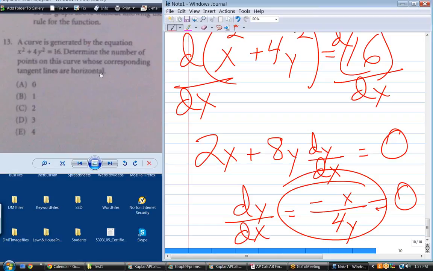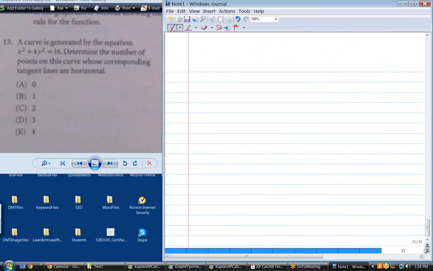You're correct. And in fact, there's more answers than that. Positive 2 or negative 2. The answer to this is not 0. The question is: determine the number of points on this curve whose corresponding tangent lines are horizontal. Well, before we go through all the calculus, what kind of curve is that from a conic section? Not a circle. Same coefficient, that's an ellipse.